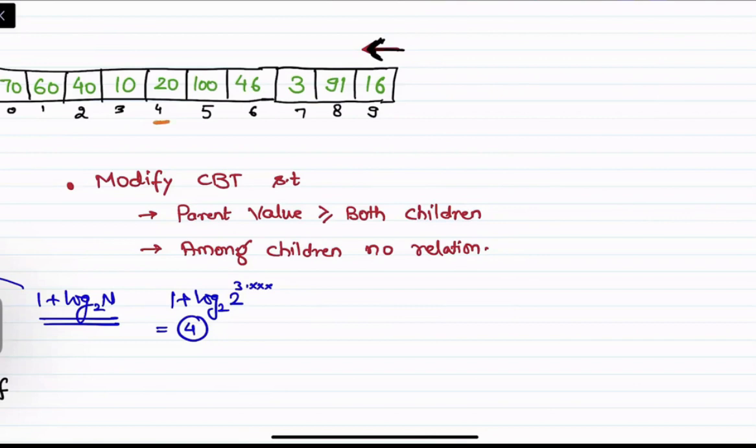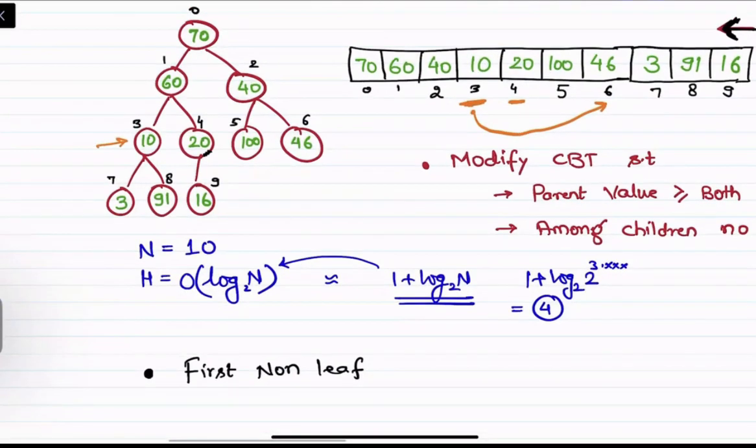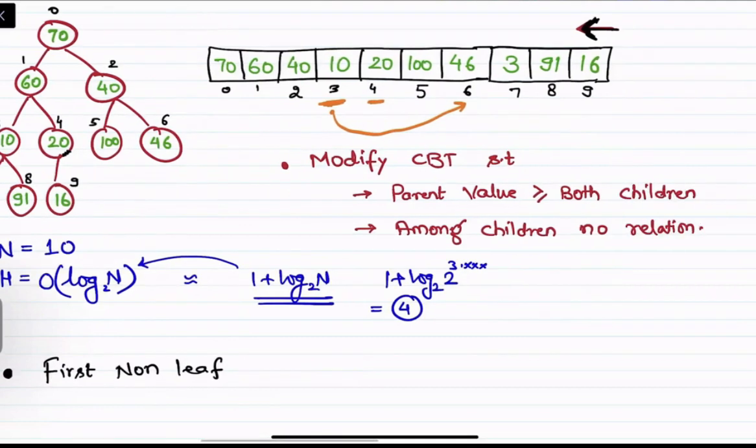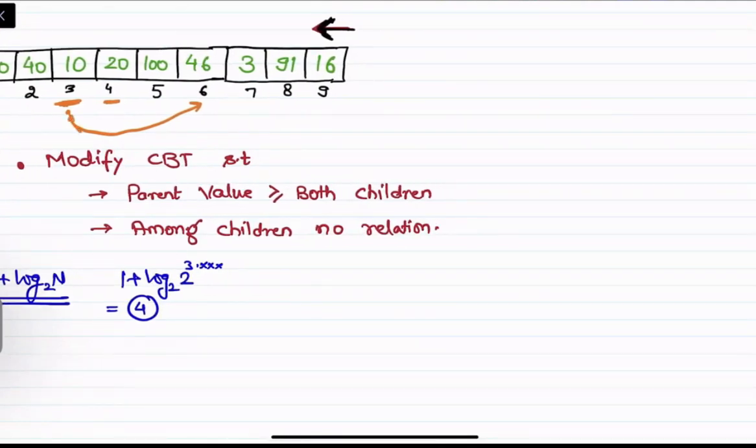4 is done. 4 is the first non-leaf, coming to 3. Now when you are at 3, who is the left child of 3? Who is the right child of 3? If you are at index 3, who is the left child? Who is the right child? Yeah. 3's left child will be at 6. No. Was it at 6? It will be at 7th index and 8th index.